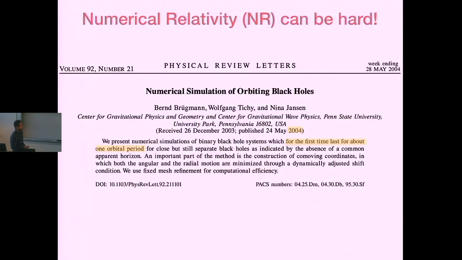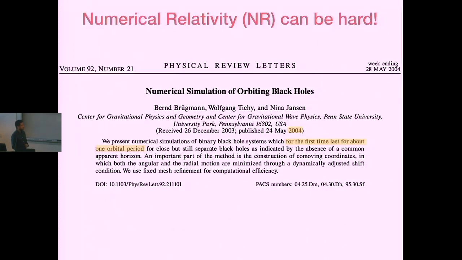So as you can imagine, this is a very hard problem to do, and it took a long while for us to figure out how to do this. Even in 2004, it was considered a big deal to be able to do a single orbit of a binary black hole close to the merger. So that's what this paper is about. It was the first time they could do one orbit close to the merger. And this was in 2004, which is 15 years ago.